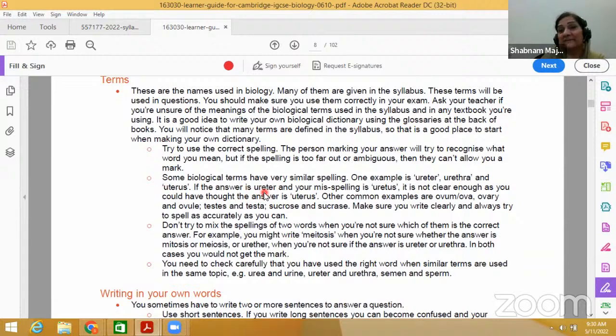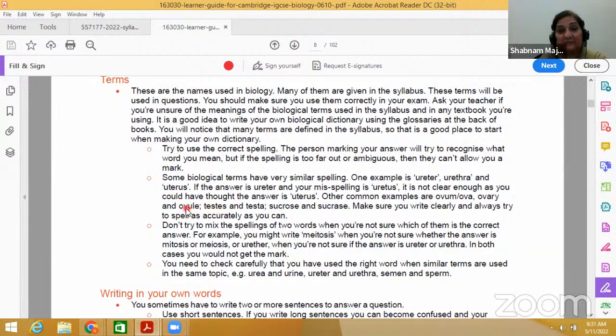If the answer is ureter and you misspell it as uretus, it is not clear enough, as one could have thought the answer is uterus, but your spelling is totally wrong. Other common examples: ovum. Ovum is another word we use for egg, singular, and ova is the plural. Ovary and ovule. Now you know that ova or ovum is a gamete, a sex cell in females, in human reproduction. Ovary is also common in plants and animals. Ovule is only in plants, you know that.